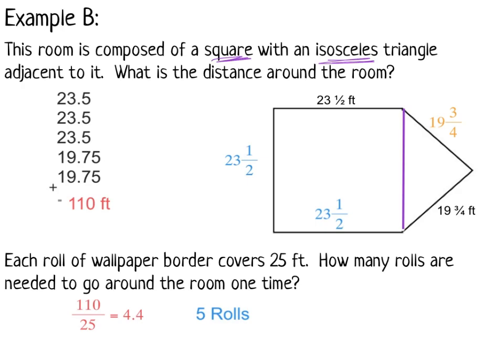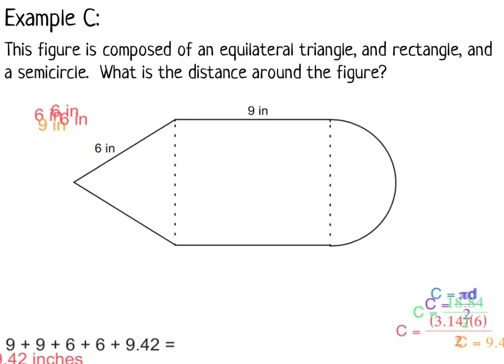Let's take a look at the next one. Let's take a look at example C. Example C says this figure is composed of an equilateral triangle, a rectangle, and a semicircle. What is the distance around the figure? So again, they've given me some important information in my problem that will help me. I have an equilateral triangle, I have a rectangle, and I have a semicircle. So these are important things that they're telling me in my problem that will help me figure out some of the answers. So let's start by figuring out what each of the sections are that I'm missing.